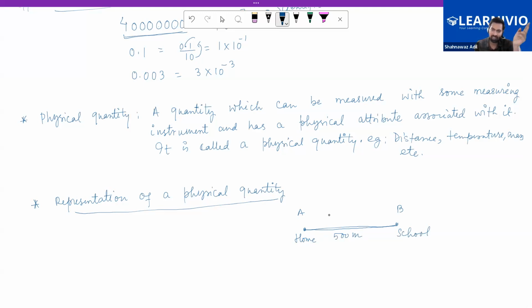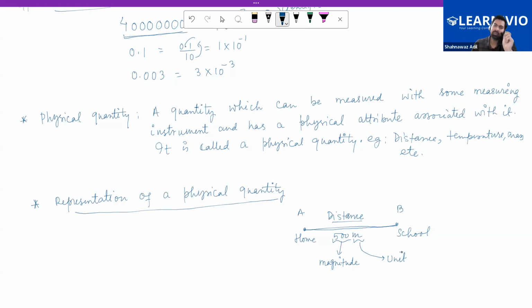So you have told me two things. You have represented a distance, and in representing a distance you have told me two things. What are those two things? One is some number that tells you the magnitude, and the other one is the unit. So whenever you represent a physical quantity, there are two parts associated with it: the magnitude and the unit.